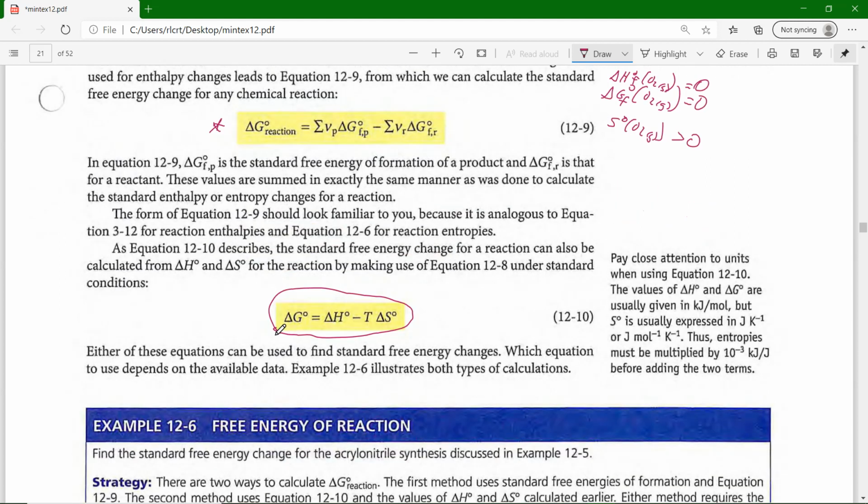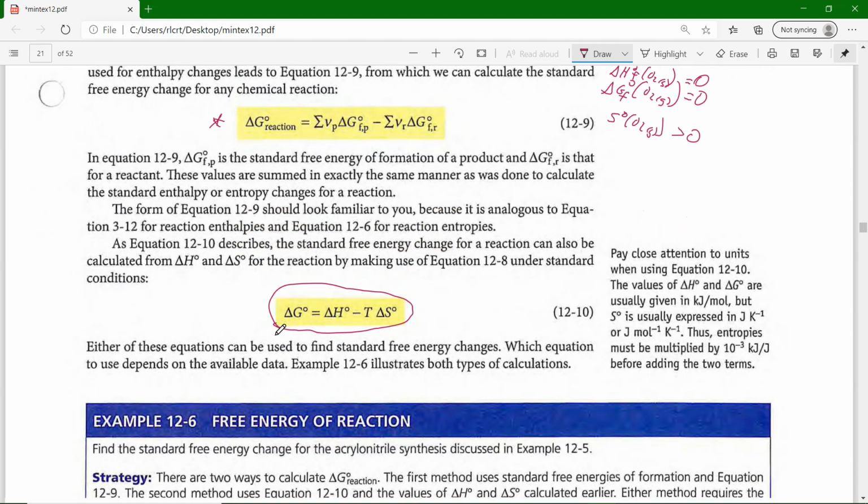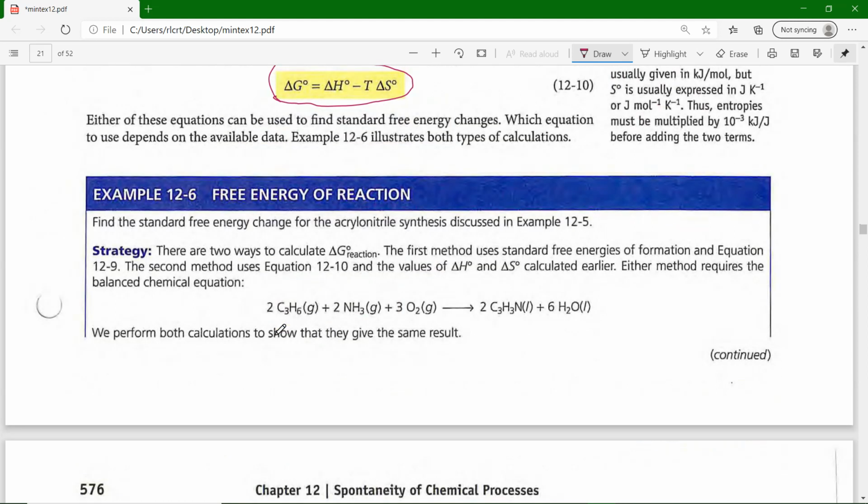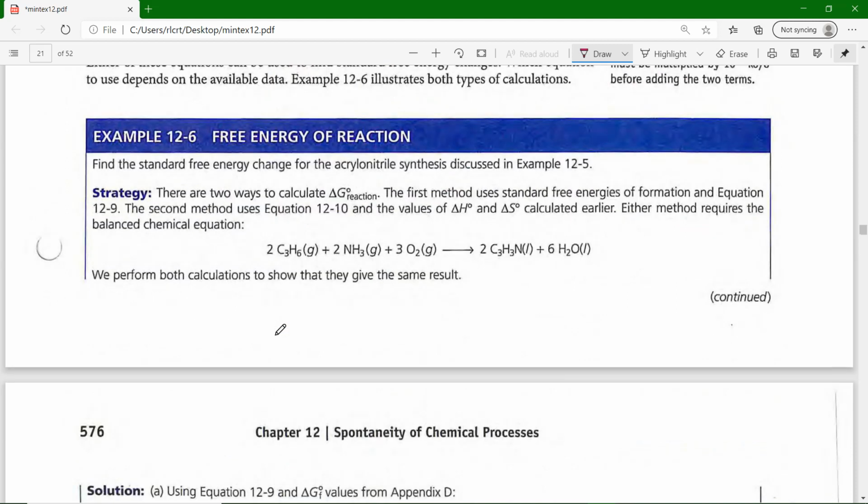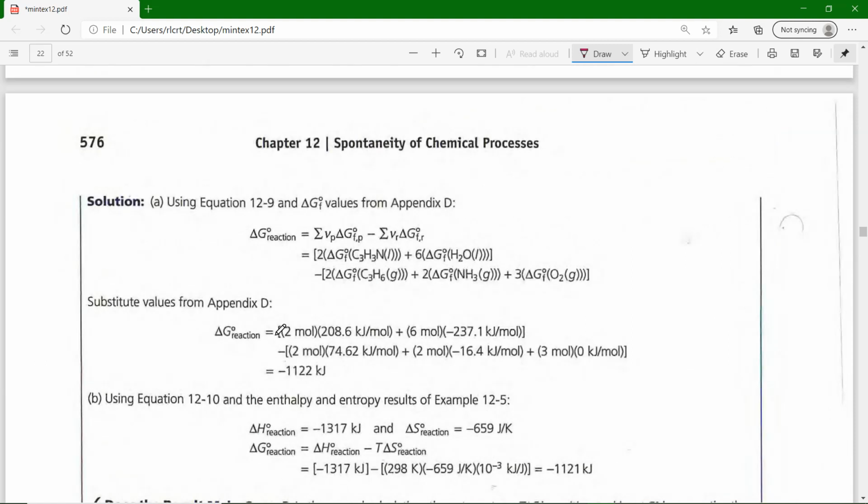Okay, so let's see an example. This looks familiar, doesn't it? Find the standard free energy change for the acrylonitrile synthesis described in example 12.5. Well, there's two ways. The first uses standard free energies of formation. The second uses the value of delta H and delta S. And the values should be very close to each other. So rather than waiting around for me to look up those numbers, I'm just going to go to the value.